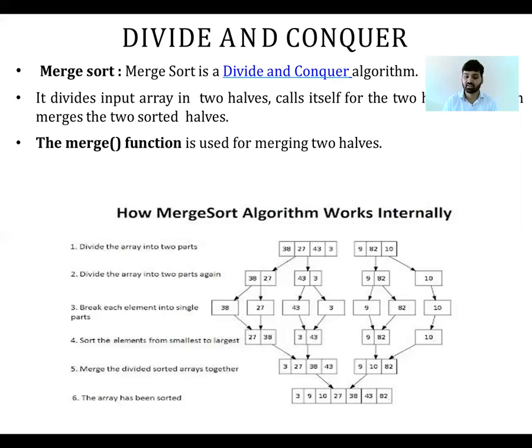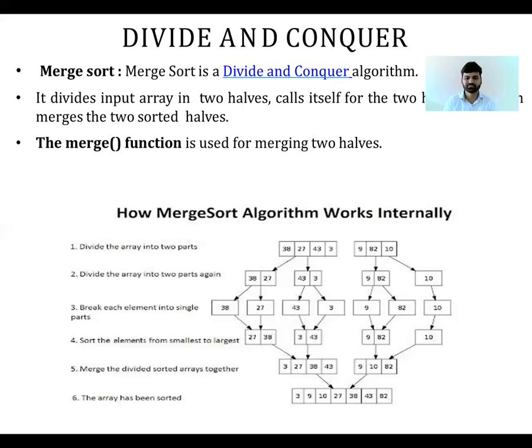In the third step, those subparts are again divided into further subparts. Similarly the second subpart is also divided into two parts, and 82 and 9 are also divided into two subparts. Then in the fourth step we sort those elements from smallest to largest. We perform merge sort on these elements.